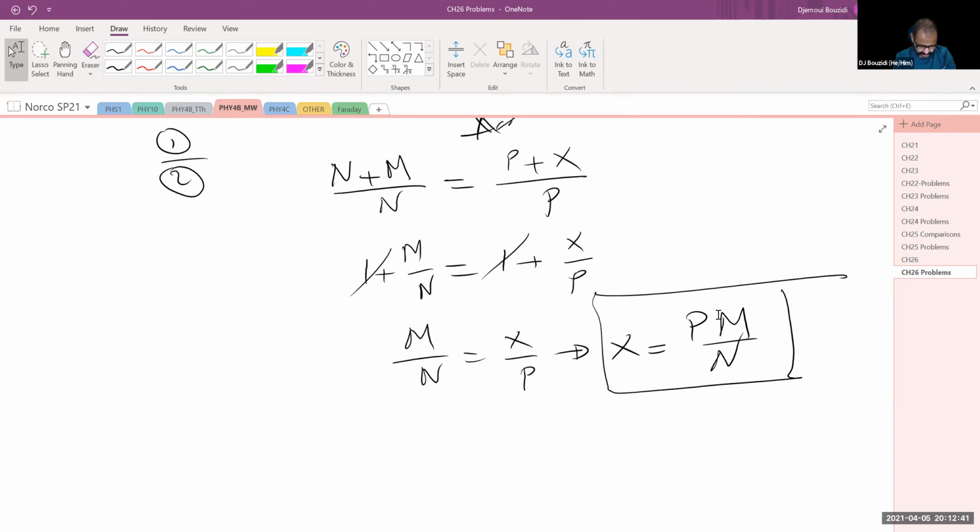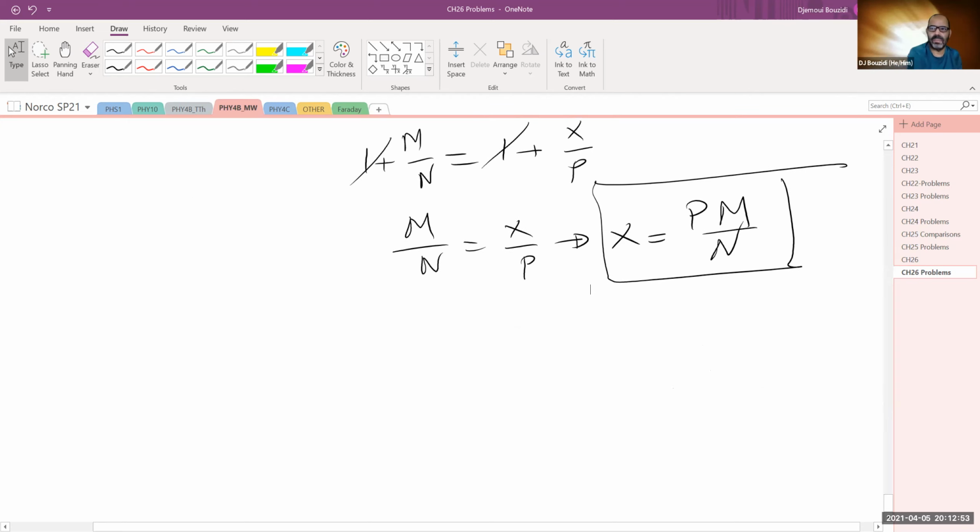And then there is an application: if the galvanometer shows zero deflection when M is 850 ohms, N is 15 ohms, and P is 33.48, what is the unknown resistance X? So basically the second part is just an application of this part. And this is the deal with these problems. And that's another extremely important point for your exams.